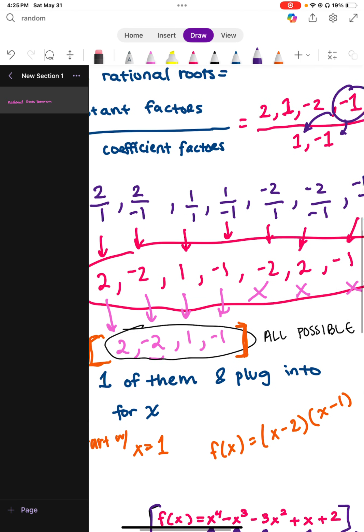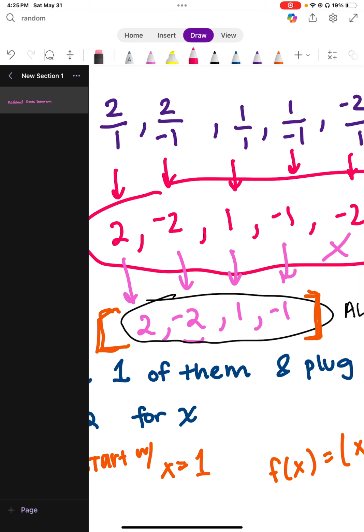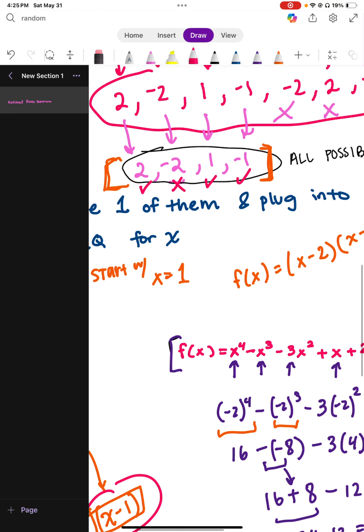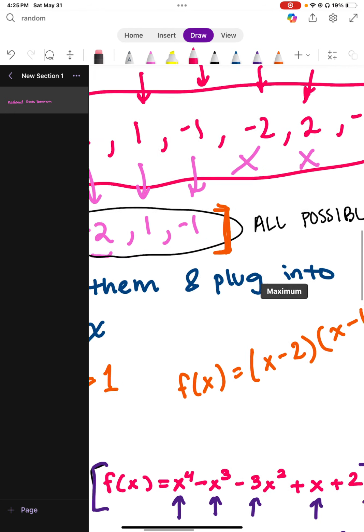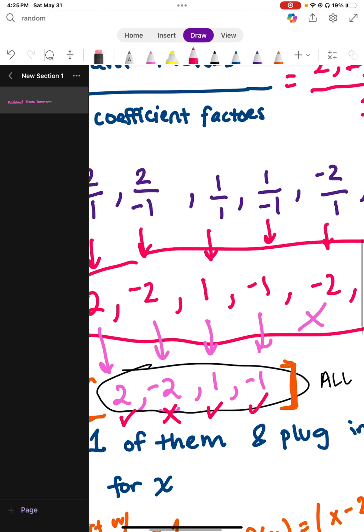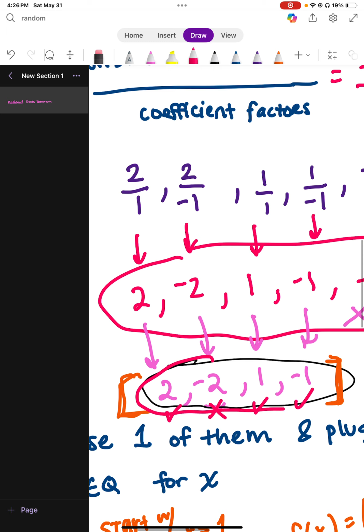So what did we get here? We got 2 was a root, 1 was a root, negative 1 was a root, negative 2 is not a root. And so you can't go wrong by listing any of these as roots except negative 2. But if the teacher said, what are all possible roots? Then you would list all of these, including negative 2.